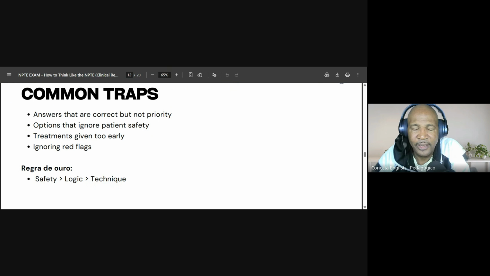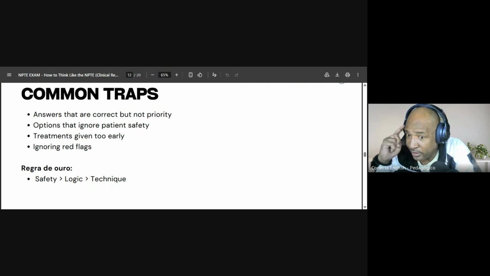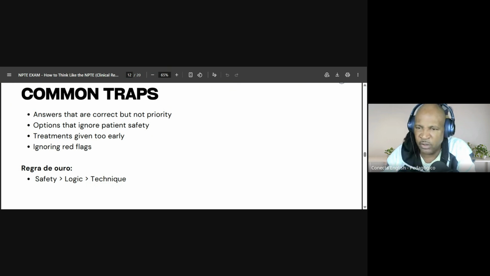Now, in every test or every exam, there are what we call common traps. Or, layman's term, they try to trick you. All right? They try to trick you with similar answers. But here's what you do. Answers that are correct, but not priority. They're correct, but think priority. Options that ignore patient safety. We eliminated those already, so that's not even relevant.